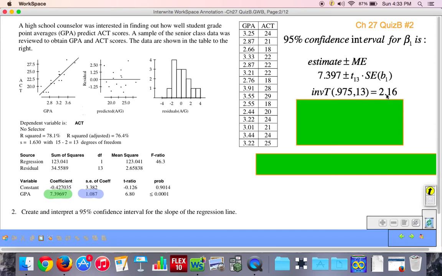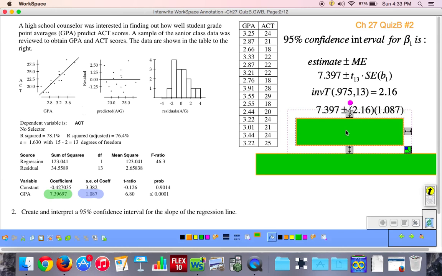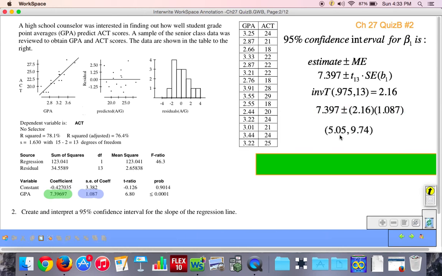Now, we need to multiply our t statistic times the standard error of our slope. And again, that standard error was given right here as 1.087. So we have our estimate plus or minus the product of our t statistic times the standard error for our slope. So we're going to do the calculations in our calculator. We're going to come up with the confidence interval for the slope. So just take a minute. And we should all come up with the confidence interval of 5.05 to 9.74.